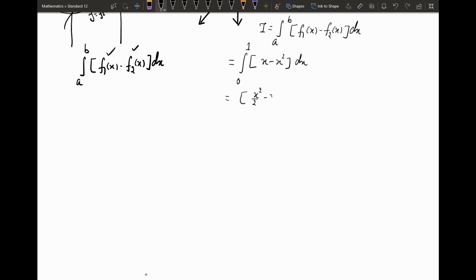X square by 2 minus x cube by 3. First put the upper limit minus the lower limit. So 1 by 2 minus 1 by 3. In the case of the lower limit, x is 0. So now the final answer will be 1 by 6 square unit. This is the required area.